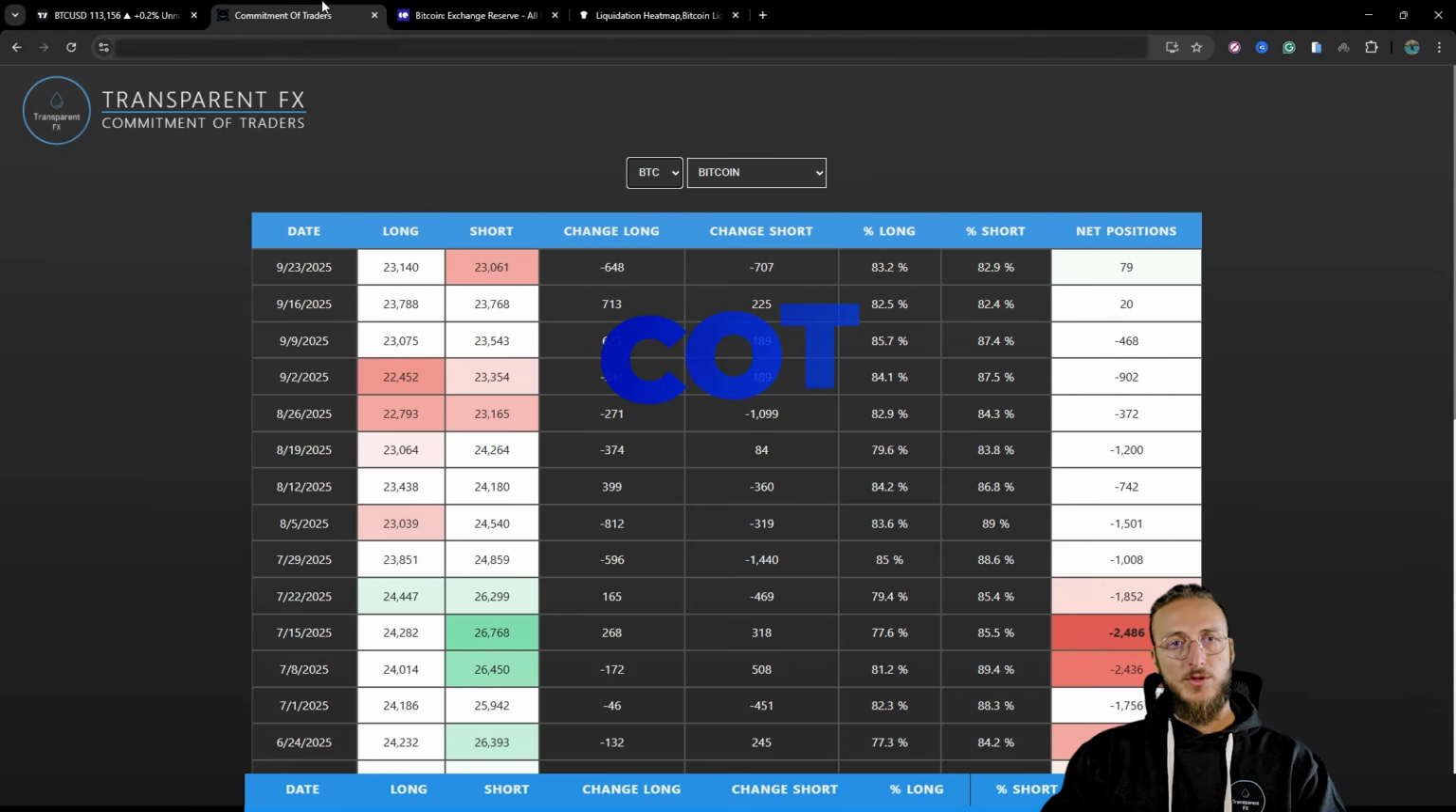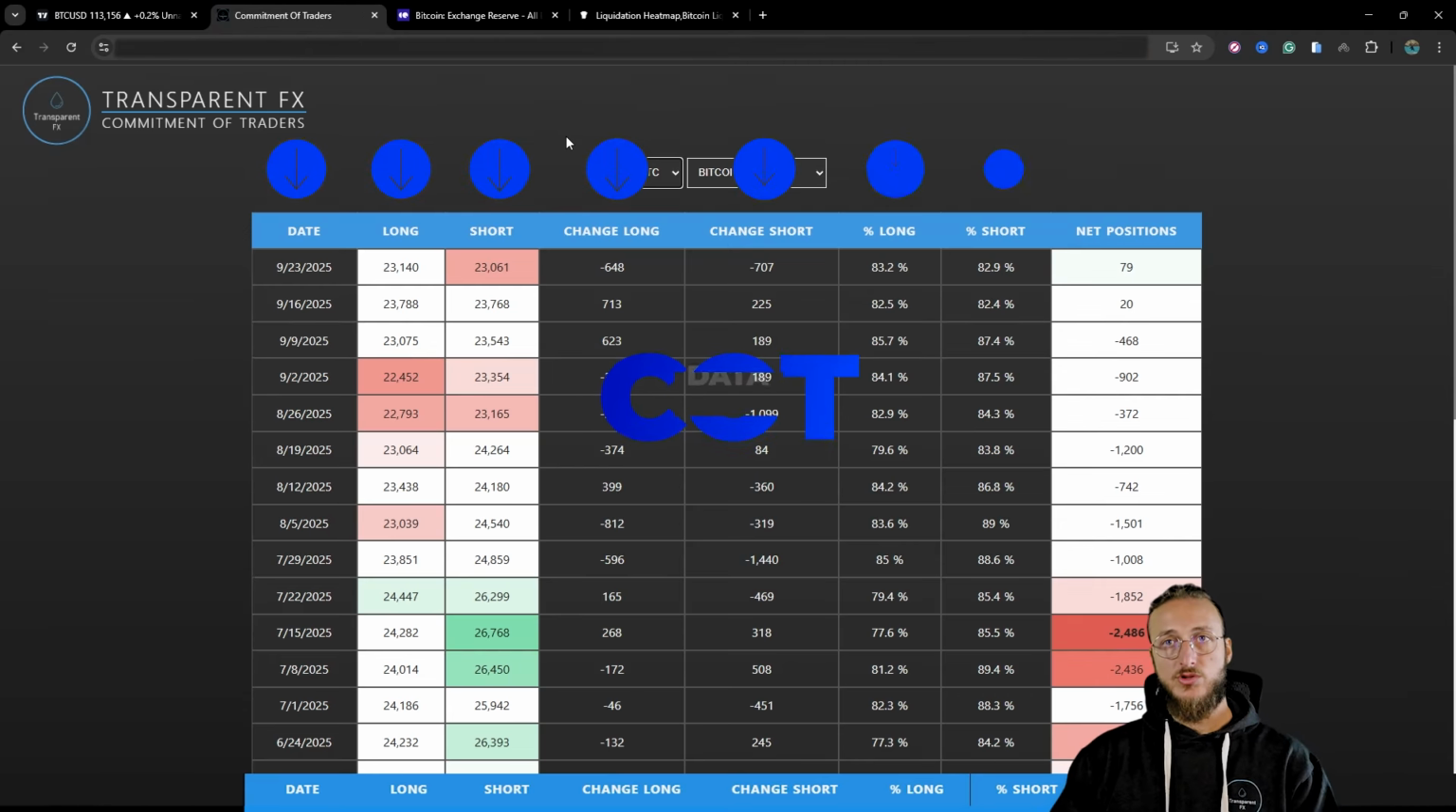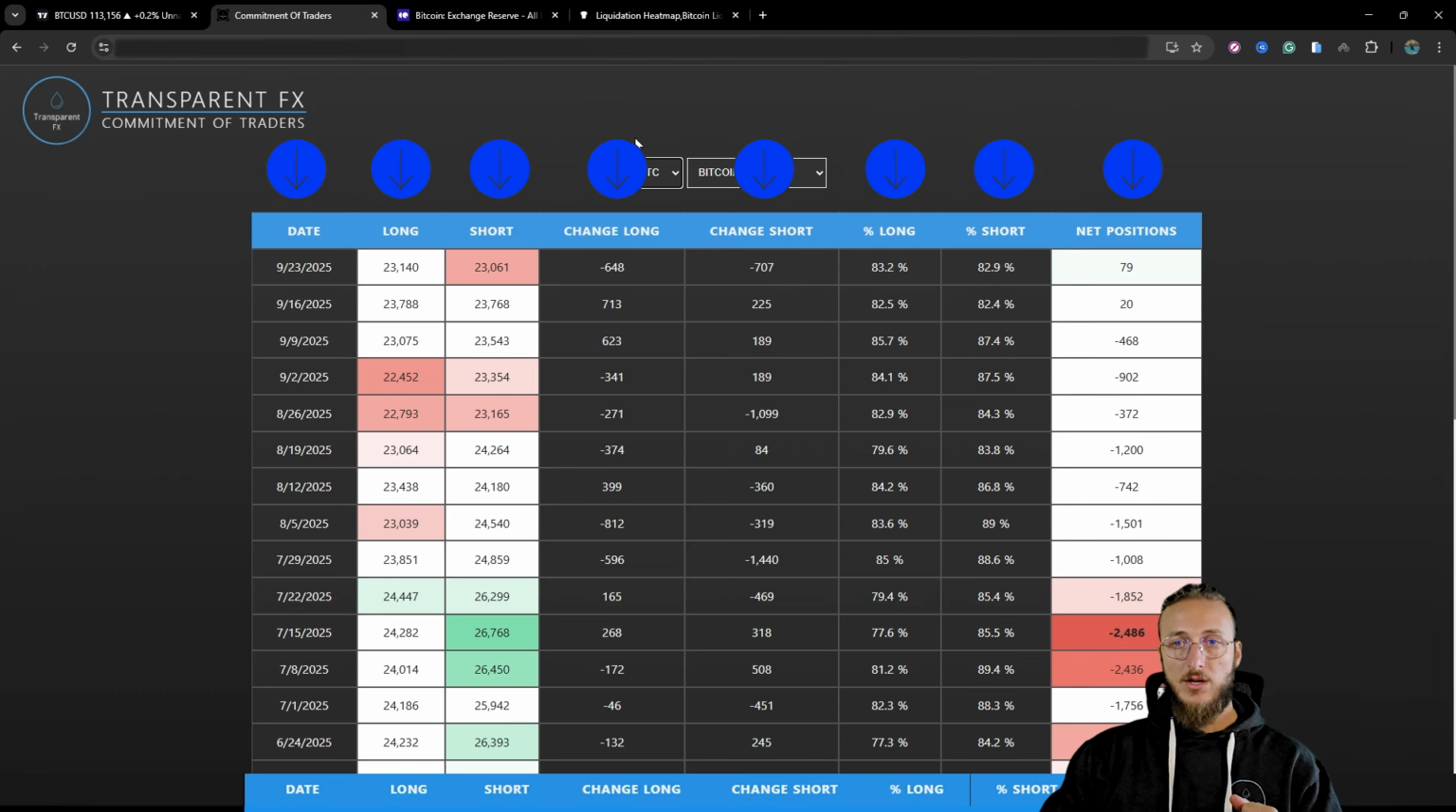If we move to the commitment of traders analysis to see what institutions in the market are doing, what we can notice is that net positions have just shifted positive. Now, obviously, we are missing the last data because the US government is currently still in a shutdown. So the very last reports are currently still missing.